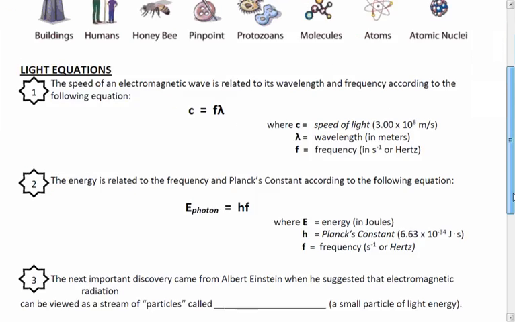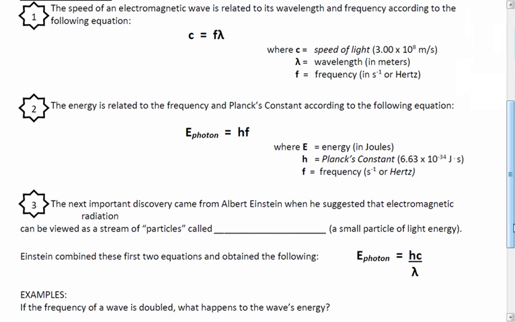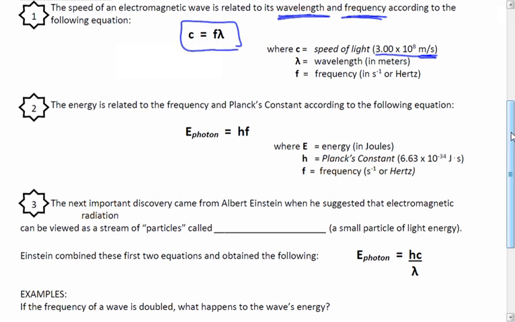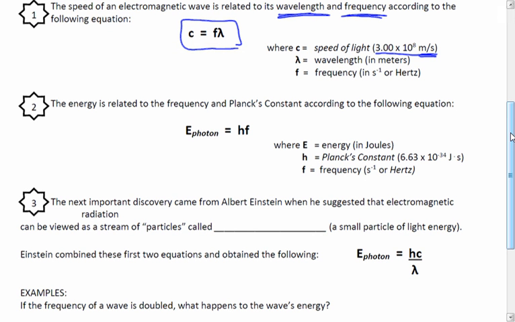Now, there are some equations that we can use to relate these things to one another. The speed of a wave will always be constant, but we can relate the wavelength and the frequency to one another using this formula. The speed of light is equal to the frequency times the wavelength. The speed of light is always 3.00 times 10 to the 8th. So then the wavelength has to be in meters because this is in meters per second, and our frequency has to be in either seconds to the negative first or hertz. They're the same thing.